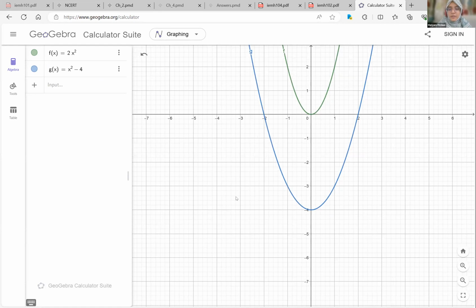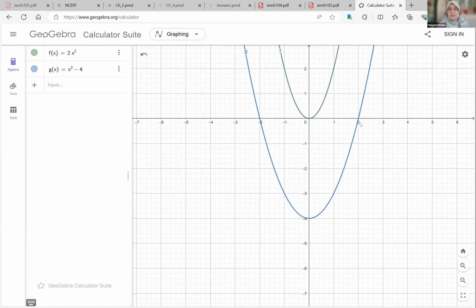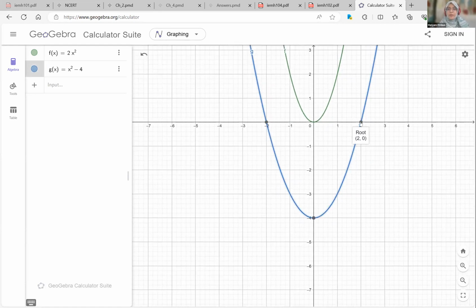So look at this. What does it say this point is? This point is the root 2, comma 0. So for what value of x is the y coordinate 0? For what value of x is the y coordinate becoming 0? 2. But over here also, see? Over here also it's becoming 2. So how many roots are there?